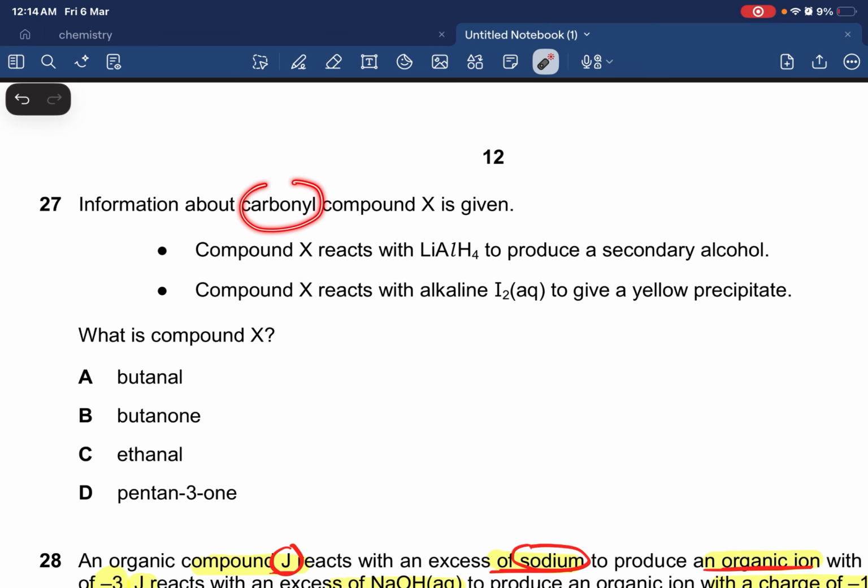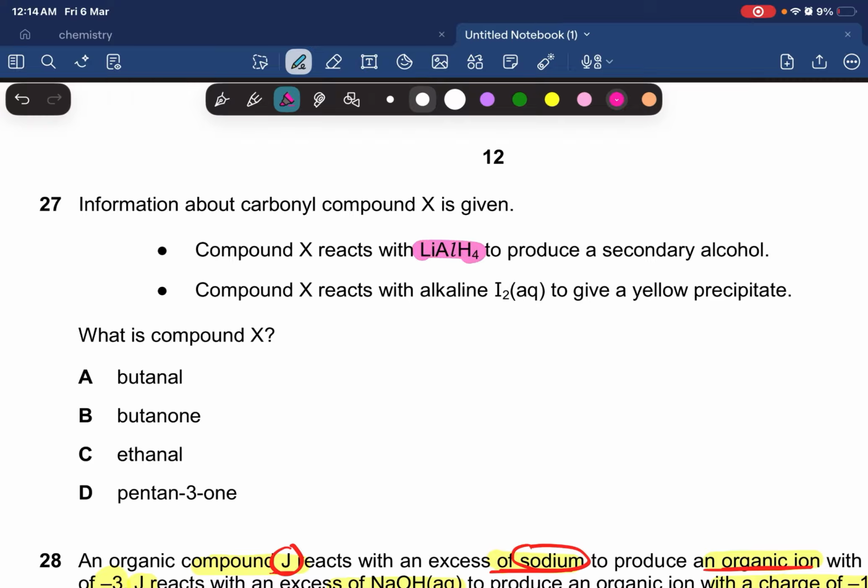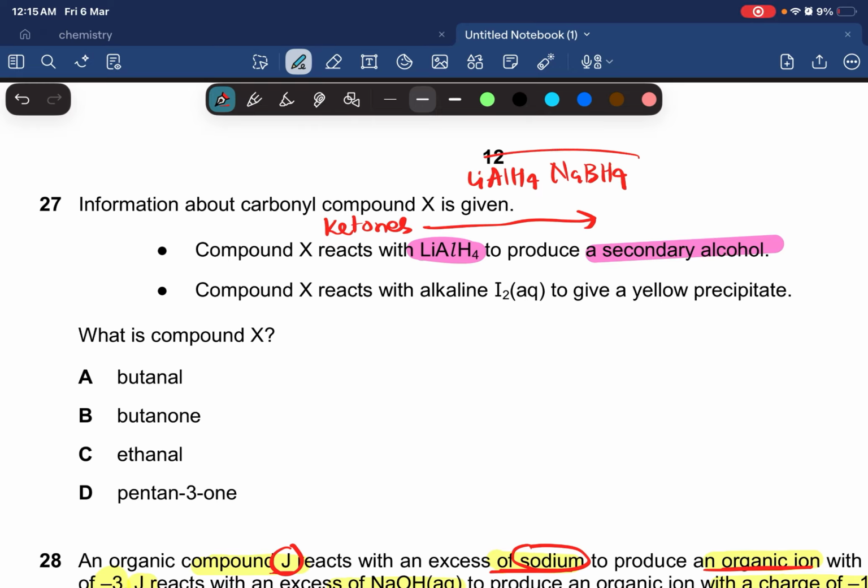Information about the carbonyl compound X is given. Compound X reacts with LiAlH4 to produce a secondary alcohol, okay? So it reacts with LiAlH4, that means it's being reduced to produce a secondary alcohol. We know that ketones react with LiAlH4 or NaBH4. These two are the reducing agents, and they form secondary alcohols. So we're dealing with ketones here.